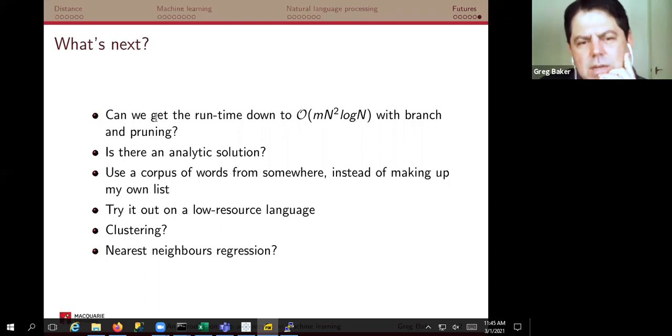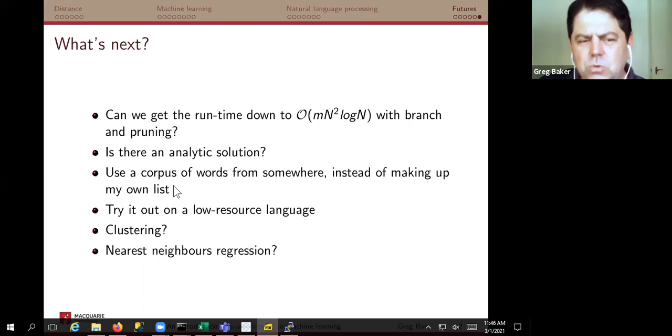So what do I need to do now? I'd like to get that runtime down to maybe n squared log n instead of n cubed. At least it's an algorithm then if it's actually got an order log n in there somewhere. We're using that sort of branch and pruning. Maybe there's some sort of analytic solution that I'm not seeing. We've got over a century of number theory work being done in this space. So maybe there is some sort of analytic solution that we can use.